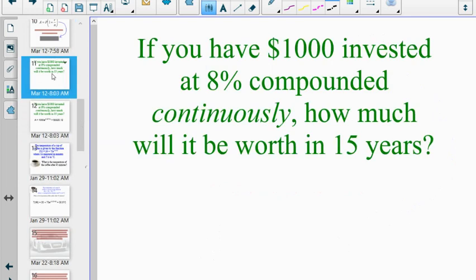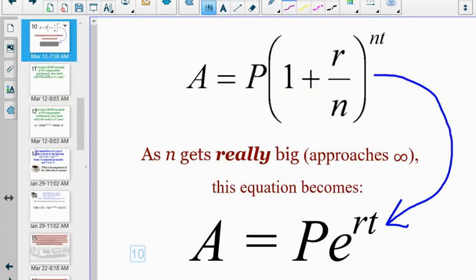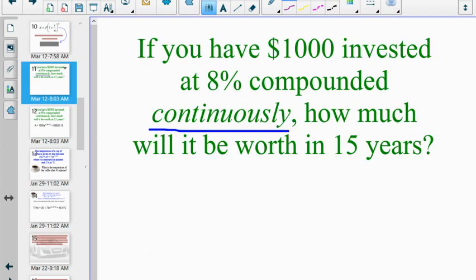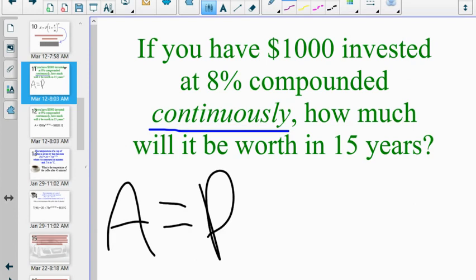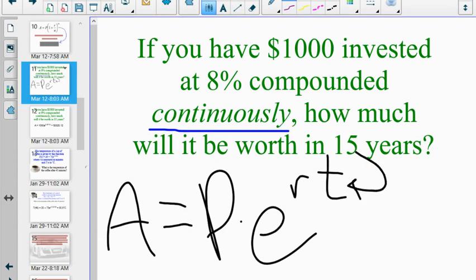I've got $1,000 invested at 8% compounded continuously. That's a key word. As soon as you see the word continuously, I want you to write down the equation. The amount is equal to the principal times e to the rt, where 15 years is my time, 8% is my rate, of course we'll put 0.08 in for that, and 1,000 is my principal.